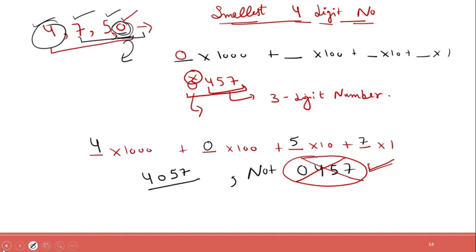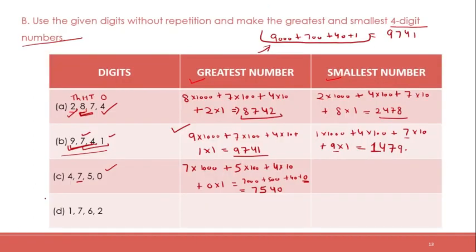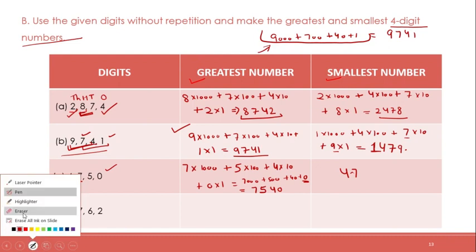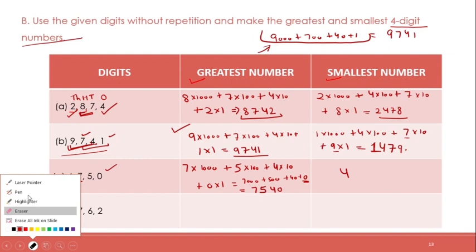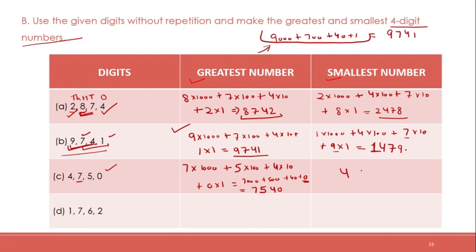Yeah, so let's continue your questions. Now, as I have told you, the smallest number will be 4, 0, 5, 7, right? As we have solved it on another page, right? Now, let's come to our next question.